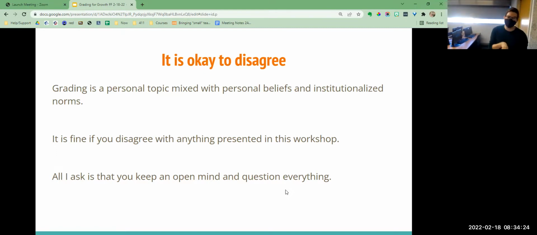It's a very personal topic mixed with your own beliefs and institutionalized norms. Every institution I've been to has different grading beliefs. You can think about undergrad to grad school. Grad school grading is like you get an A, B, or you're going to get kicked out of the program type of deal, while in undergrad you have a lot more stratification in those.